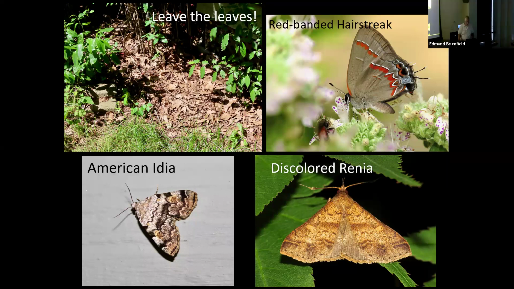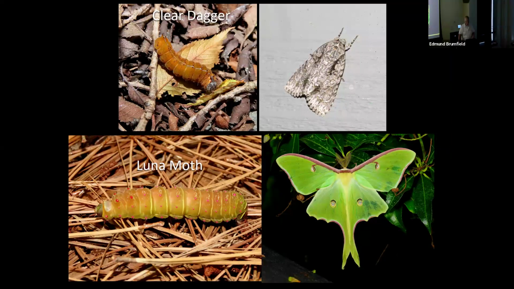And you've often heard the phrase, leave the leaves. Well, what does that mean? Well, lots of things use dead leaves. Red-banded hairstreak, for example. The larvae apparently feed on the detritus of leaves. I've never seen it myself, but that's what you read. And then there's a whole bunch of moths called litter moths, where the caterpillars just root around in the leaf litter. And they're part of the whole army of decomposers that are so important. So here's an example. Here's the upper part, the leaves that we've left. Here's a clear dagger moth caterpillar, and there's the adult.